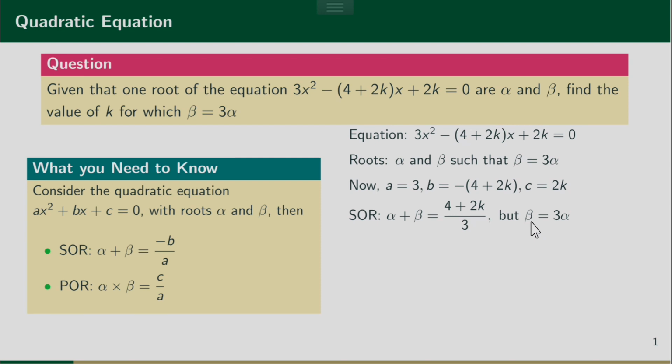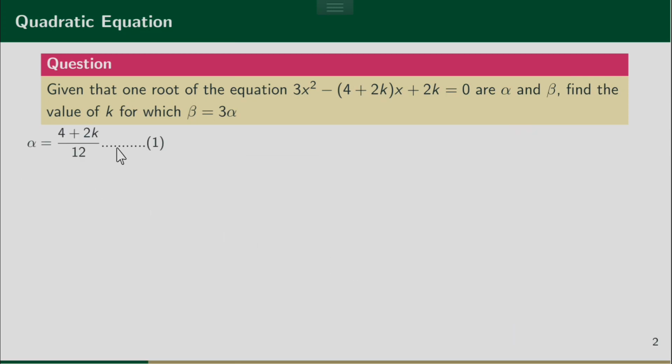But what do we know? We know that beta is the same as 3 alpha. So I'll come back here and replace beta with 3 alpha. I'll have alpha plus 3 alpha equals (4 + 2k) on 3, and alpha plus 3 alpha gives 4 alpha equals (4 + 2k) on 3. I make alpha the subject by dividing both sides by 4. The 4 multiplies with 3 and gives 12. In other words, I can multiply each side by 1/4. So alpha is (4 + 2k) divided by 12. Let me call this equation 1. Now, this is equation 1.